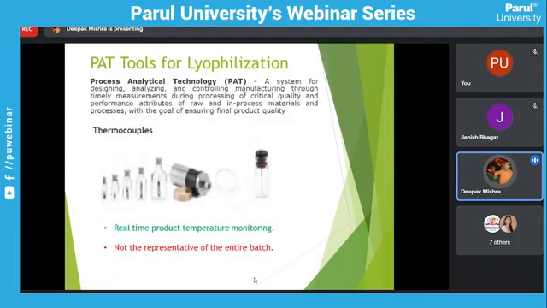One more thing, we can discuss the positive and negative points of PAT tools. The positive point of the thermocouple is real-time product temperature monitoring, so we can see what is happening to our product in the lyophilizer. On the basis of the thermocouple we can understand this process, but it is not representative of the whole inter-batch. This is because we can see only the temperature of our drug product.